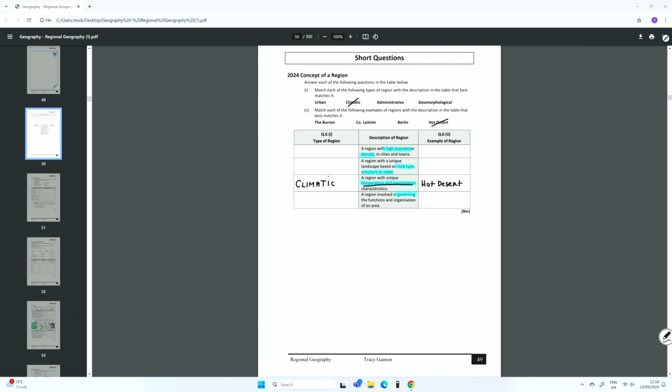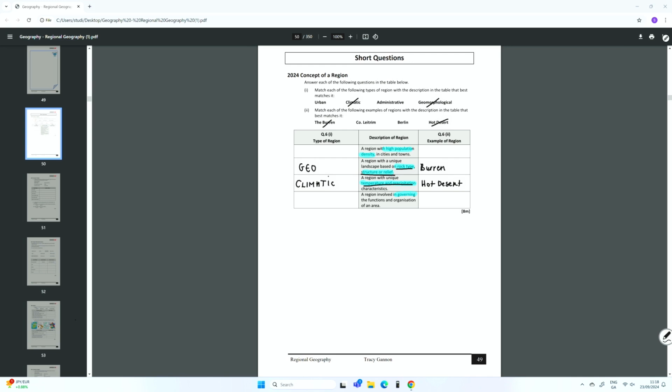The second one I'm going to look at here, I'm going to go for a geomorphological. Geomorphological is based on rock type, structure or relief. Now I'm just going to say GEO. Again, I just struggle with this interactive whiteboard sometimes. And the Burren in County Clare is a karst landscape that is based on its very distinctive rock structure.